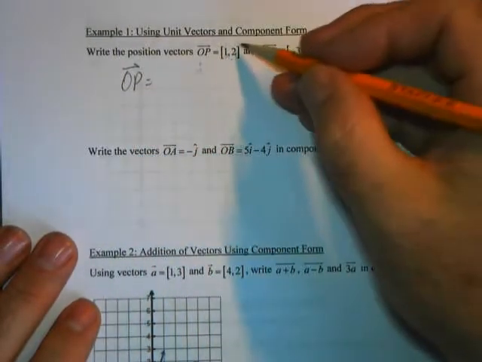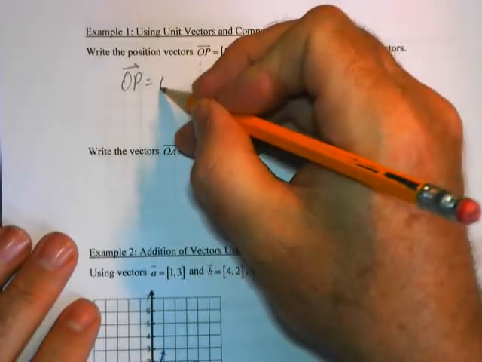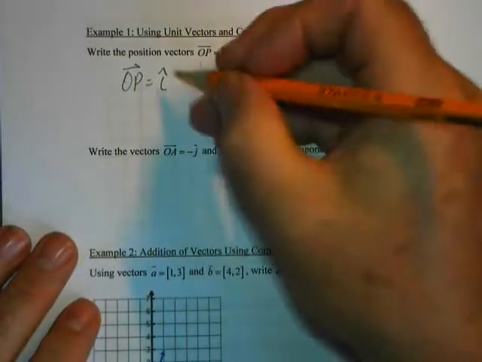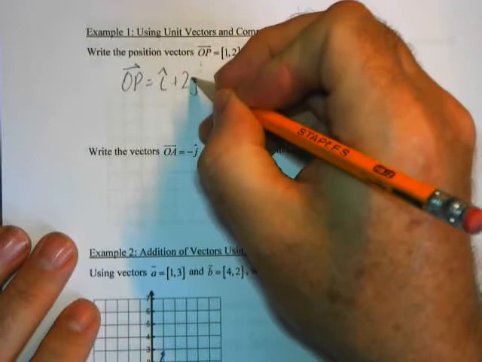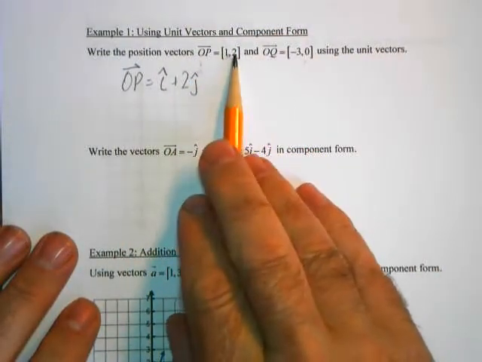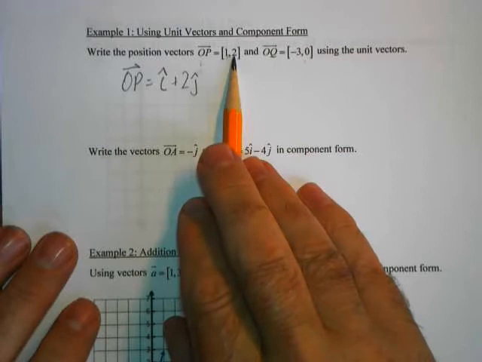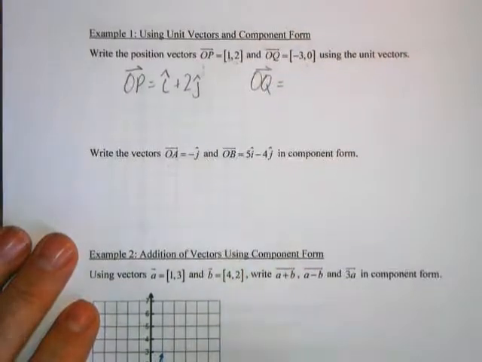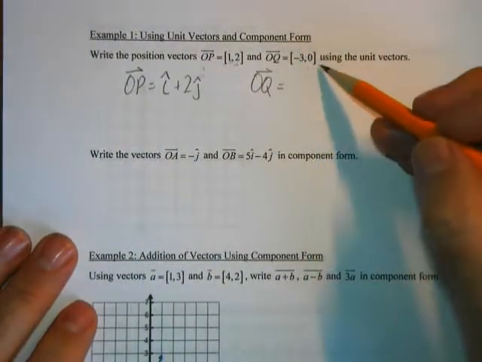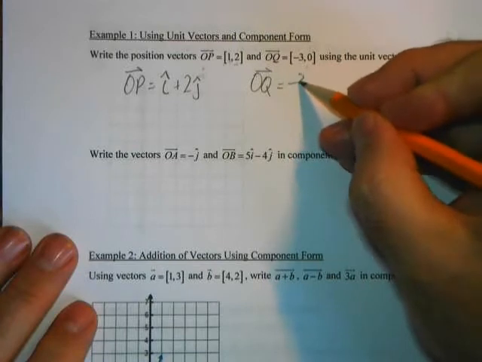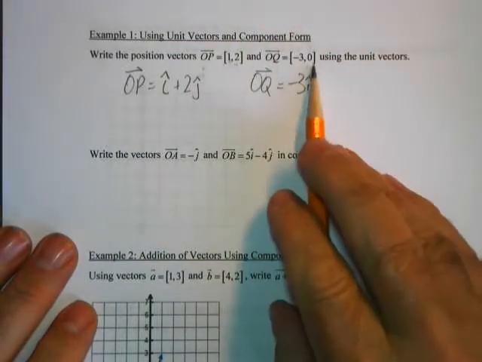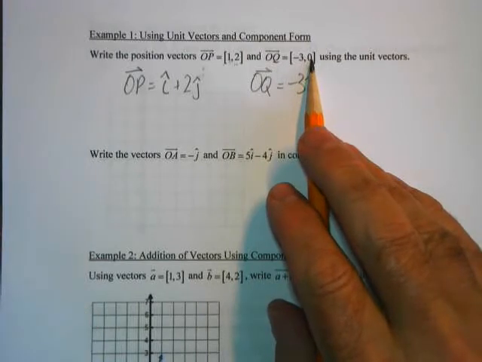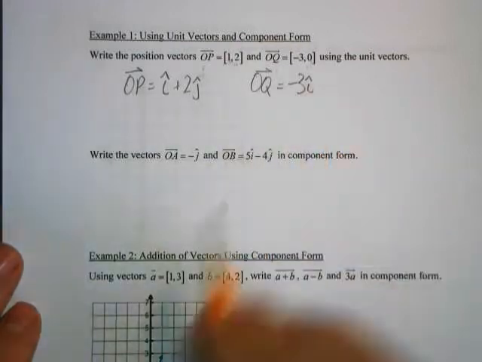So I can represent that as 1 times I hat, or just I hat, and then plus 2 times j hat, because those are the multiples of I and j respectively. Okay, and similarly for OQ, that's -3 times I hat, so -3 I hat. And since there's a 0 there, 0 times j hat is nothing. Basically, that would be the 0 vector, so we can just leave that as it is.